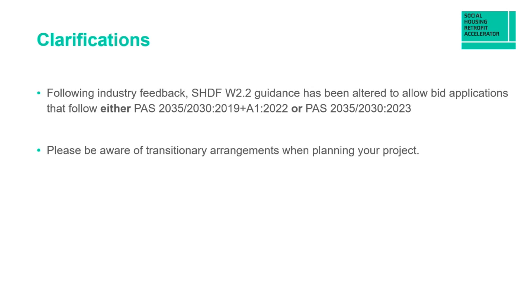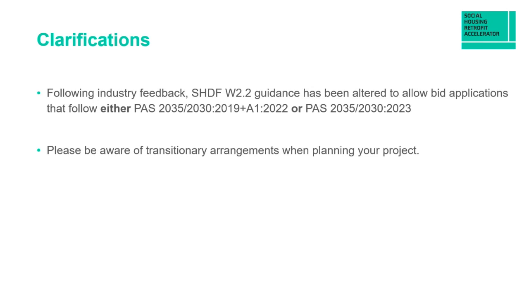So the transition period, as we've mentioned, to PAS 2035-2023 will end on the 30th of March 2025, after which the British standard industry will withdraw PAS 2035-2019 version. So any work complying with the 2019 version of PAS must be completed by the 30th of March 2025 and lodged in the Trustmark data warehouse no more than 20 working days thereafter.